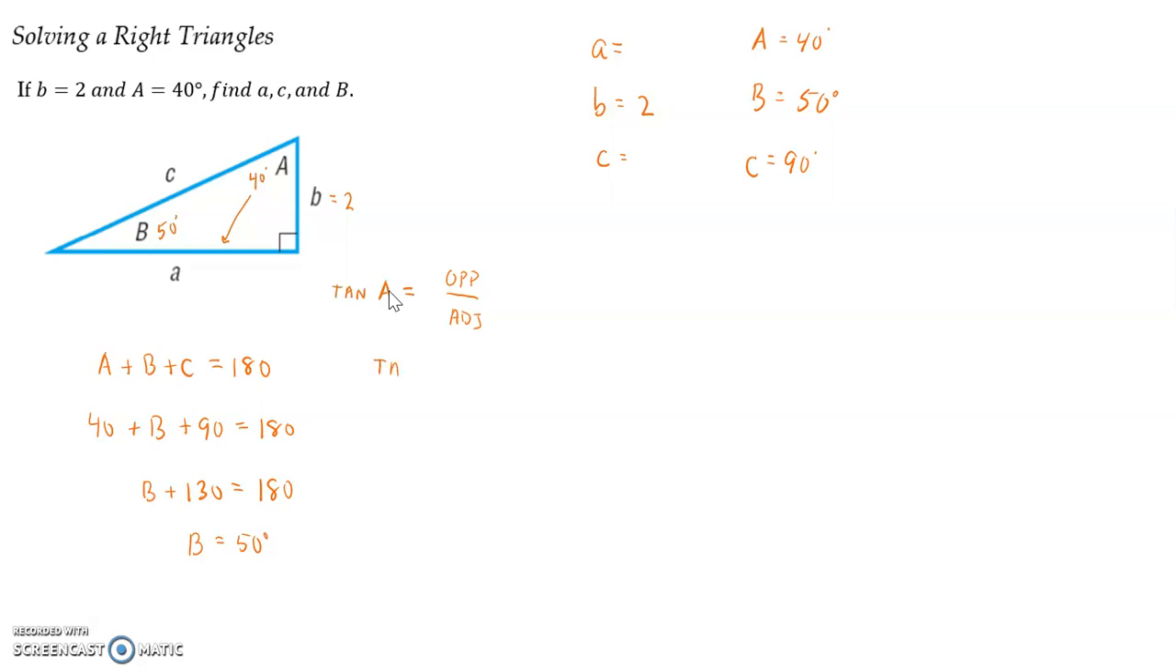And let's go ahead and plug in the information that we have here. We have tangent of 40 degrees equals A over 2. And so if I go ahead and multiply both sides by 2, then A is going to be equal to 2 times tangent of 40 degrees. And we can go ahead and type this into our calculator. Make sure that your calculator is in degree mode. And this is going to give us a value of 1.68. I'm going to go to 2 decimal places here.